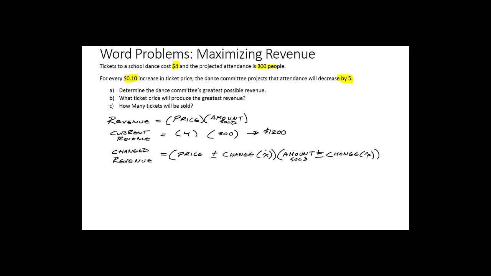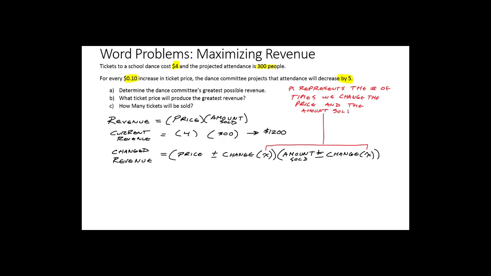Let's define what x is going to be here. X isn't the price, it isn't the amount sold. X represents basically how many times we're going to change this. So x represents the number of times we change the price and the amount sold. So how many times do we want to do that? That's the question. That's what x will represent.